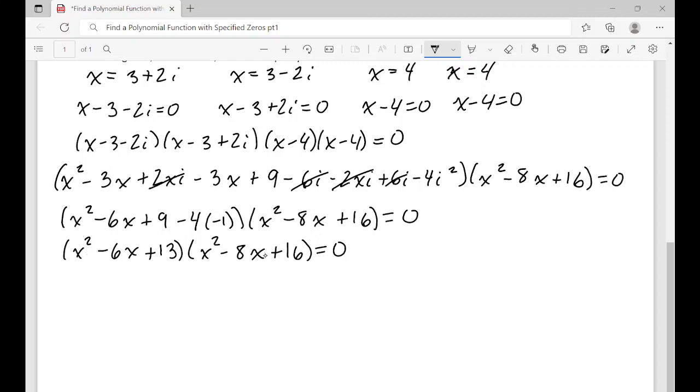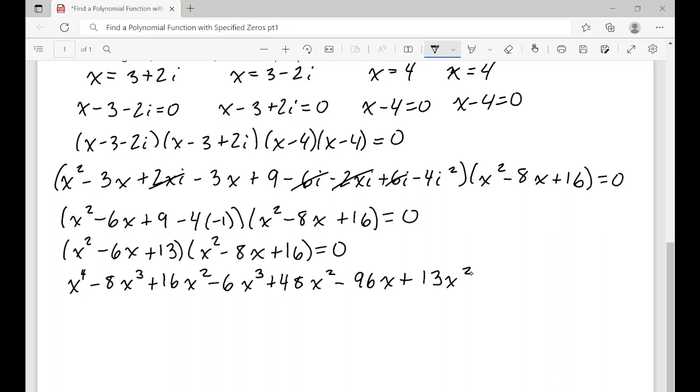Again, distribute this all out one more time, and we're going to get x to the 4th minus 8x cubed plus 16x squared minus 6x cubed plus 48x squared minus 96x plus 13x squared minus 104x plus 208 equals 0. So I know that took a minute and I went through it fast, so just double check your work or pause it just to make sure you got everything there.